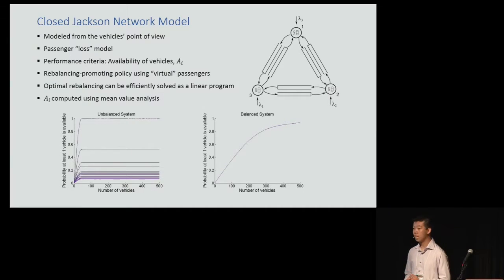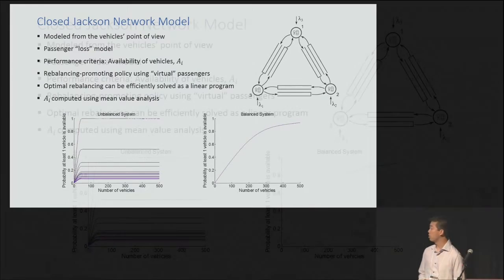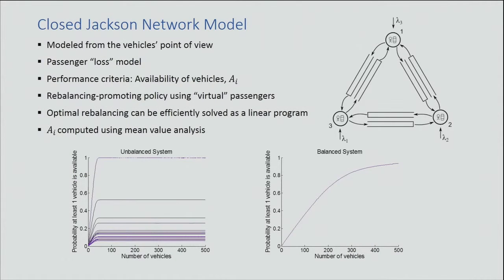We developed a closed Jackson network model, which is based on theory from operations research. We call it the passenger loss model because the key point is when passengers request vehicles and the vehicles are not immediately available, the customer leaves the system. This not only simplifies our analysis, but it appears to be suitable for systems where high quality of service is desired. Our performance criterion is then the probability that a customer will find an available vehicle.